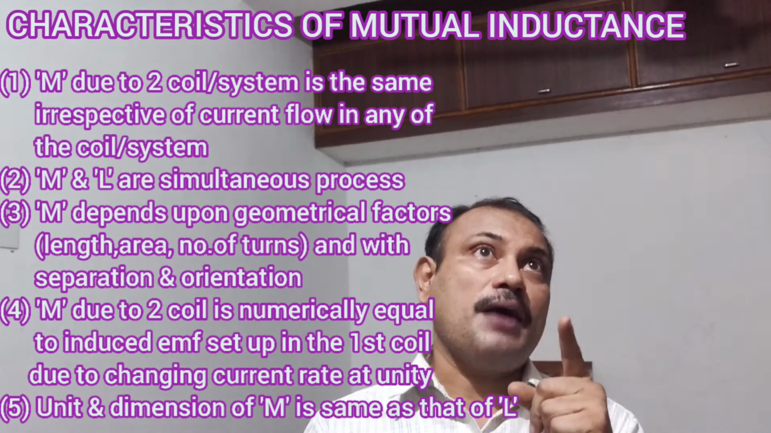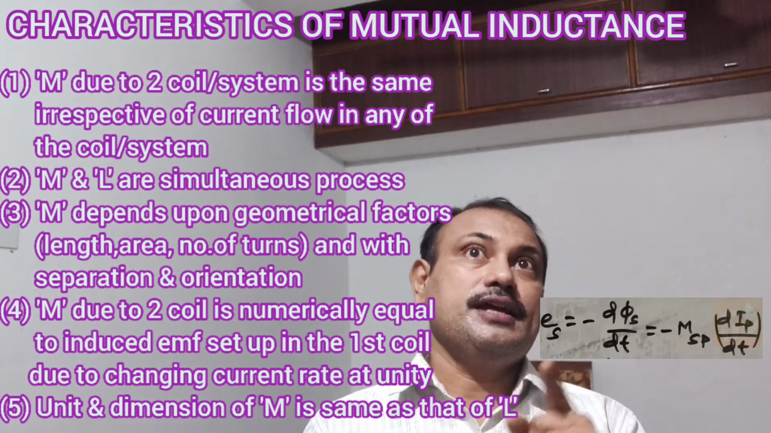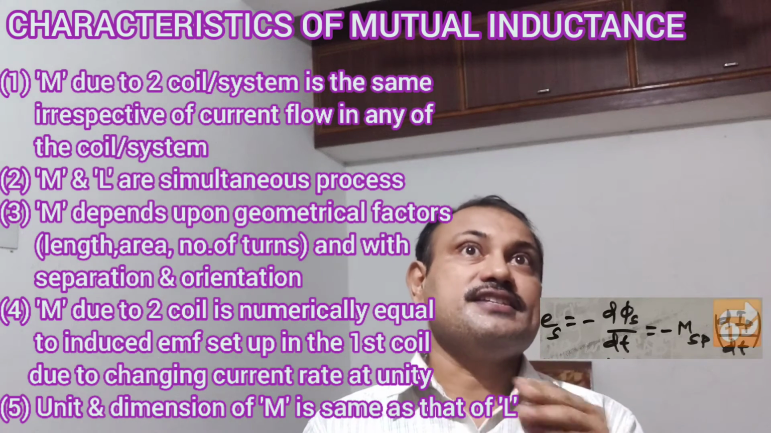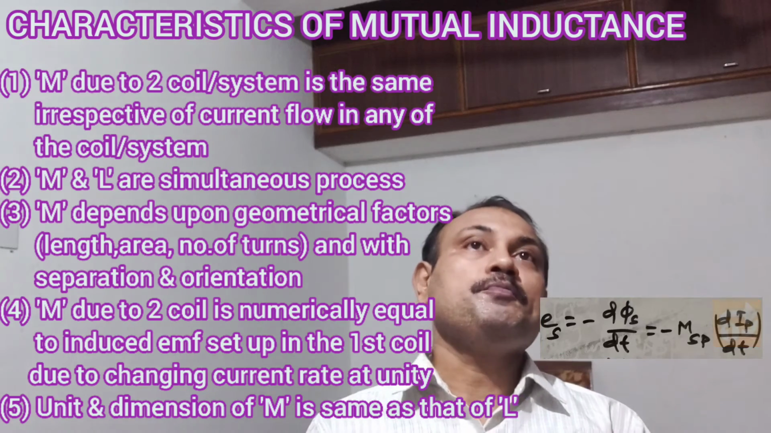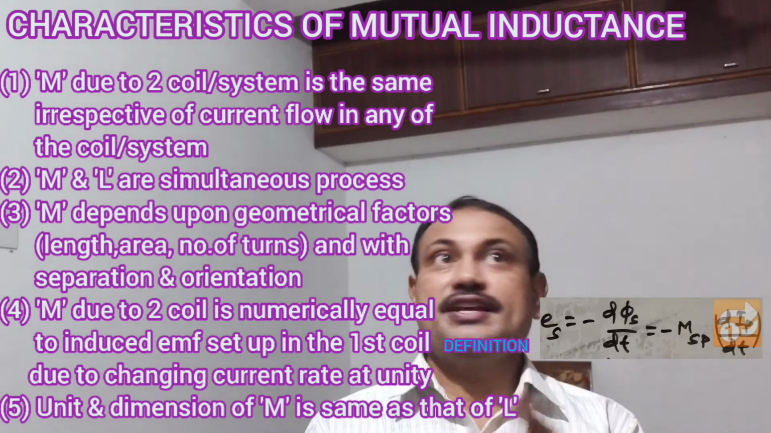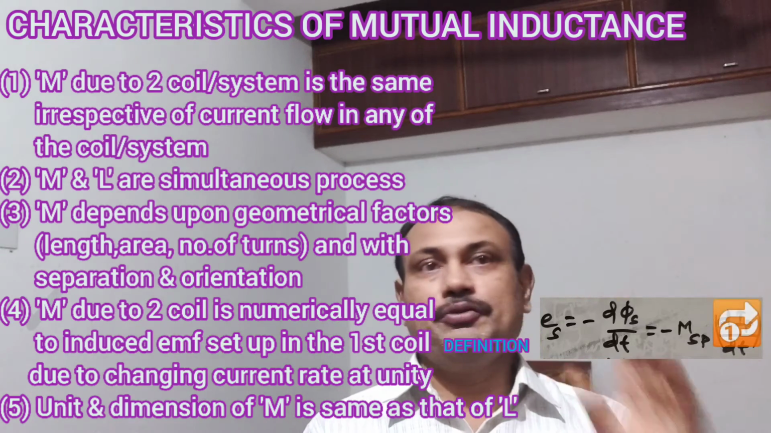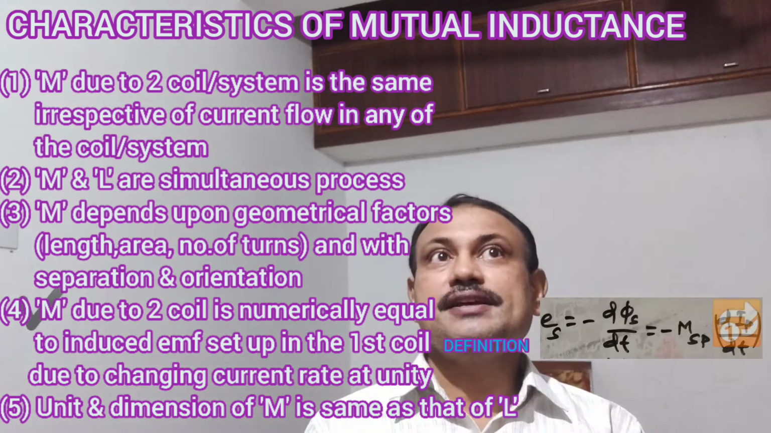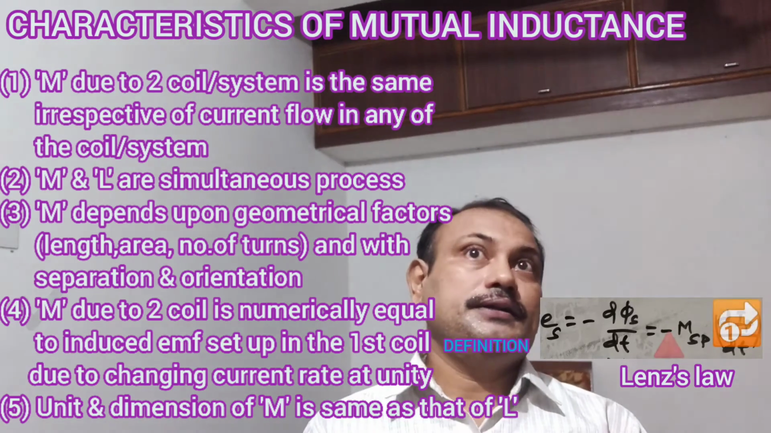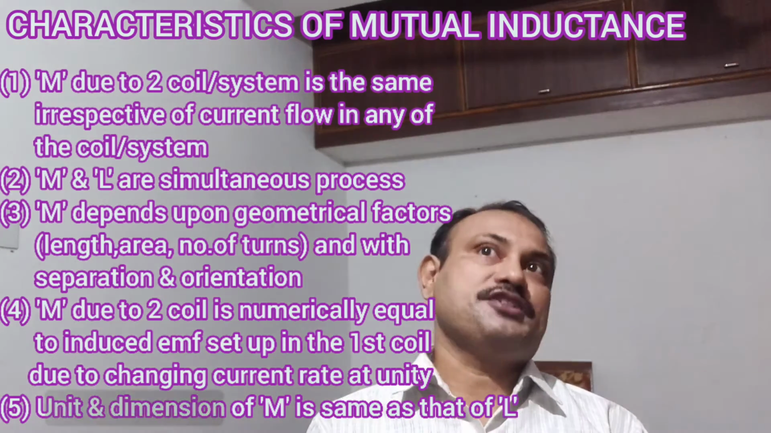Again, if you see the formula, if you set the rate of change of primary current equal to 1, then the EMF developed in the secondary coil is, magnitude wise, equal to the mutual inductance. So you can define mutual induction of two coils as the induced EMF set up in the coil due to a change in current at unit rate. And the negative sign is obviously due to Lenz's law, which ensures opposition of the change. The unit and dimensions of mutual induction are the same as those of self-induction we have discussed.